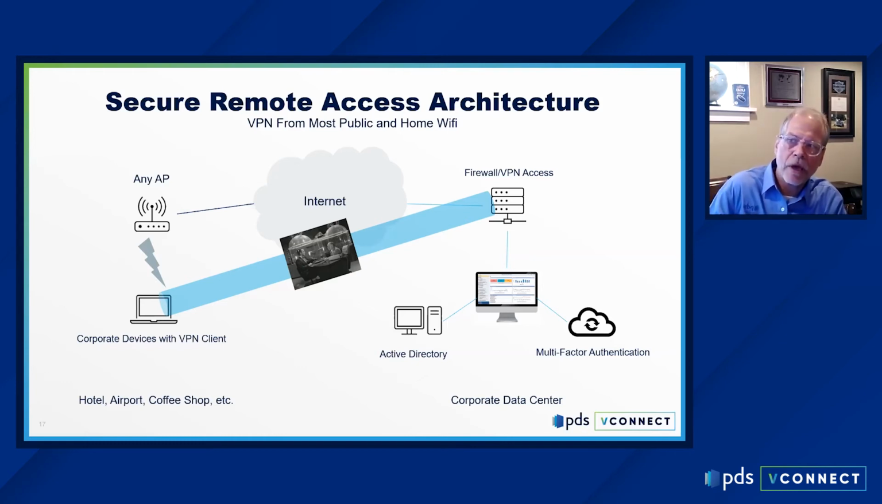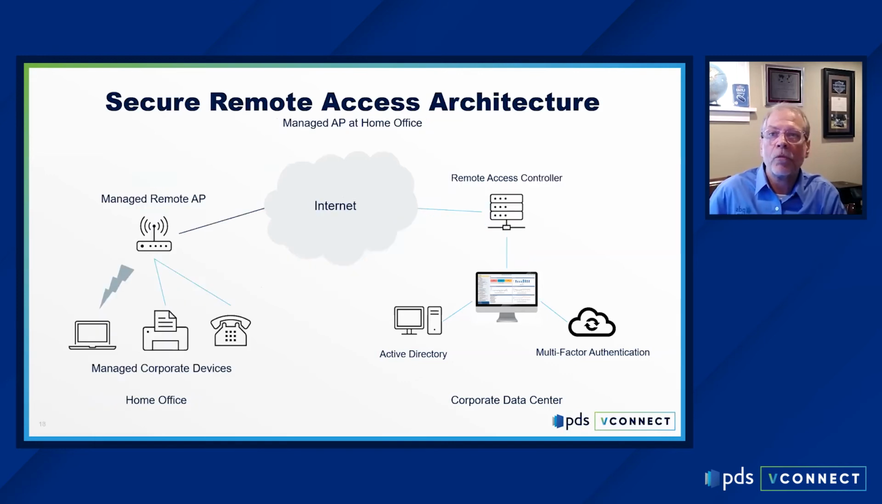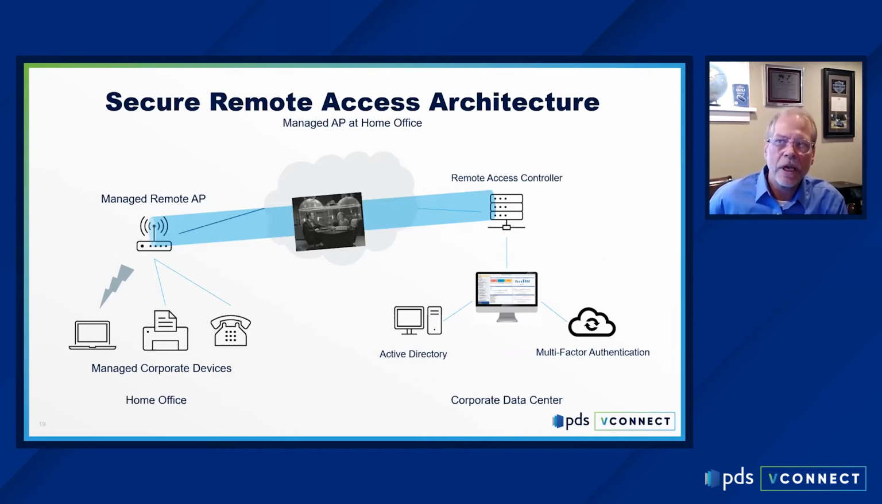So this is one way where we have just a device that can go from anywhere: hotel, airport, coffee shop, etc. When we talk about something that's a little bit more sophisticated, we could put, for instance, at a home office, a managed AP or a remote AP, which essentially looks like any other access point you might have in the corporate environment, but it extends the network out to that home office environment. And so in that kind of scenario, it's the managed AP that actually makes the secure cone of silence tunnel back to the corporate network environment.